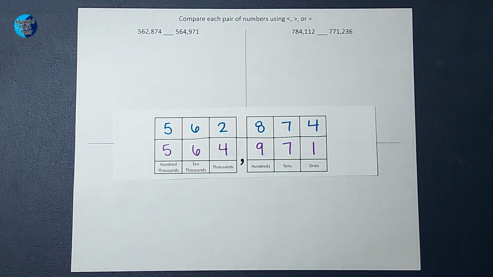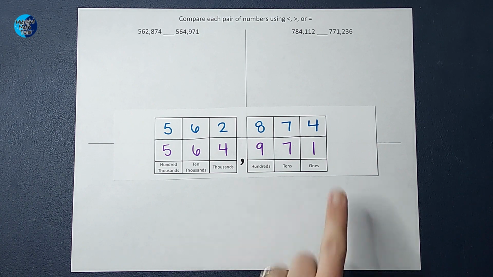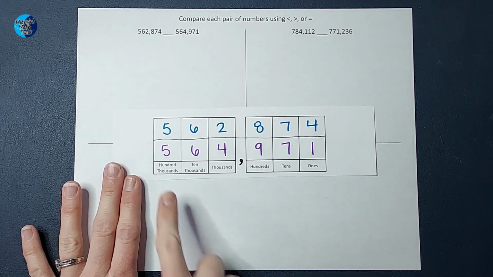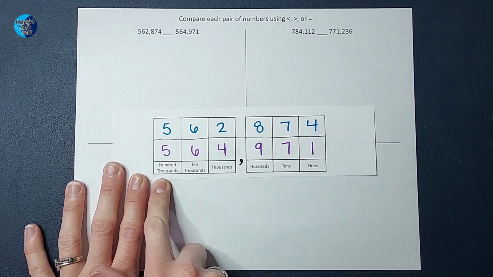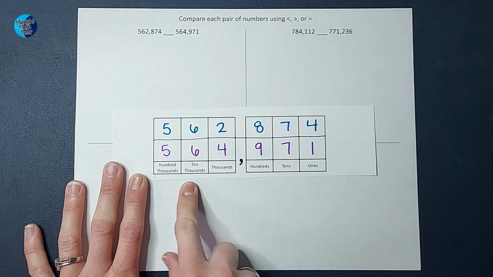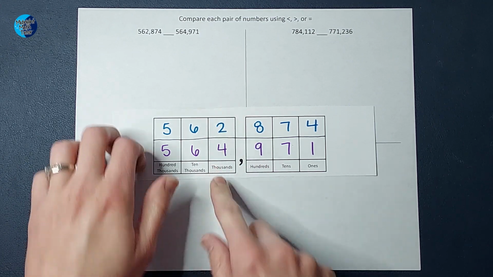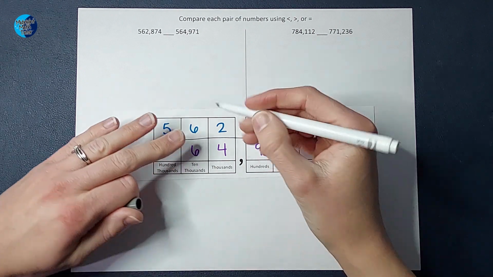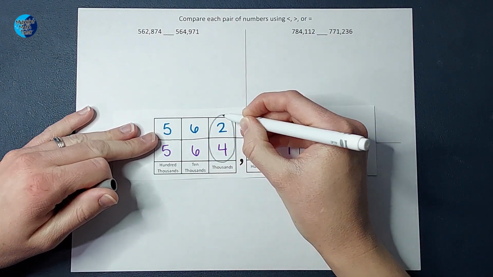Then we go ahead and start on the biggest side, right? Because we want to know which number is bigger. So we're not going to start over here. We're going to start on the bigger side. So both of these have 500,000s. All right, those are the same. Both of them have 6 10,000s. And then we finally get to a difference here where one of them has 2,000s, one of them has 4,000s.